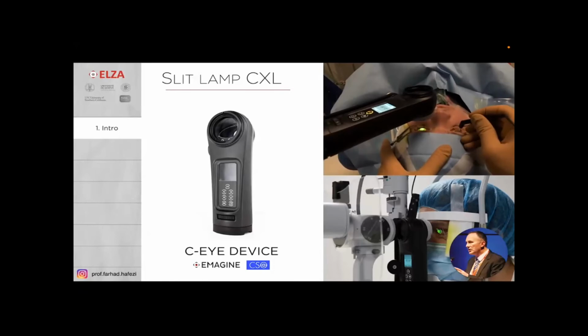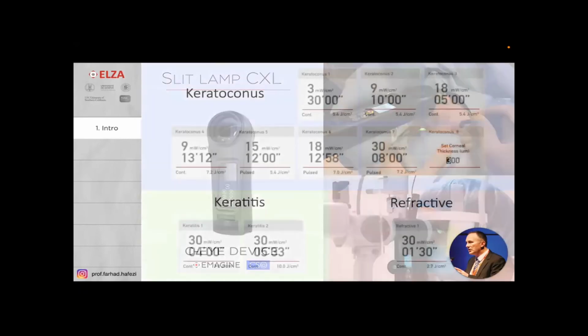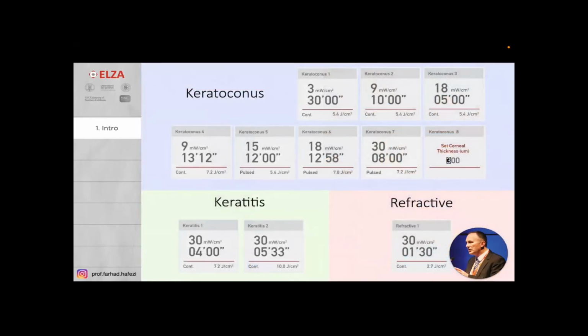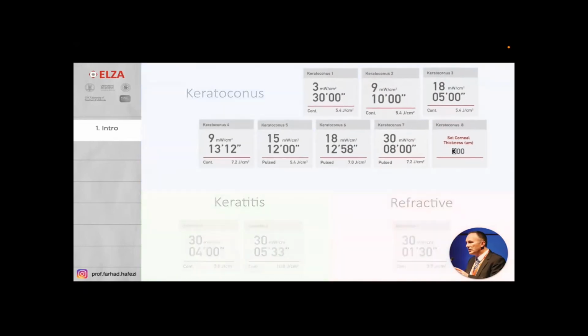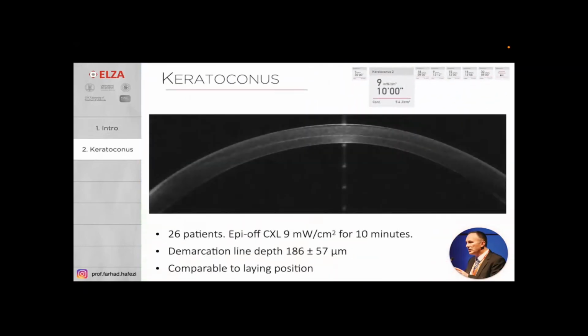The CI device carries a large number of keratoconus protocols, keratitis protocols, and even refractive ones. And we have validated many of the well-used protocols. For example, the famous 9 minutes, 10-minute epi-off protocol has already been validated fully also in the sitting position. And as you can see here, you see a very nice demarcation line that is just as deep as you would expect it in the laying position.